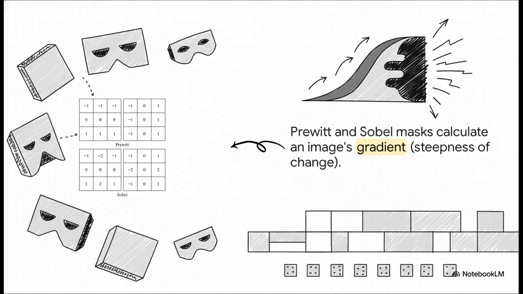And how does it do that calculation? You guessed it, we're back to our trusty masks. Some of the most popular methods, like the Prewitt and Sobel operators, use special masks that are built to calculate something called the image gradient. And all that is a fancy way of measuring how steep that brightness ramp is and which direction it's pointing.